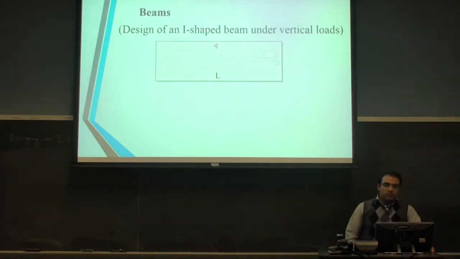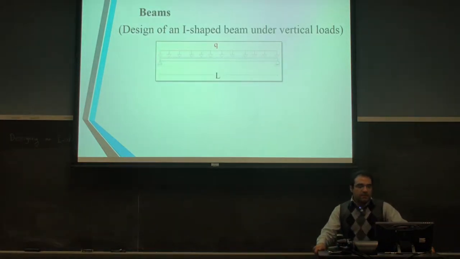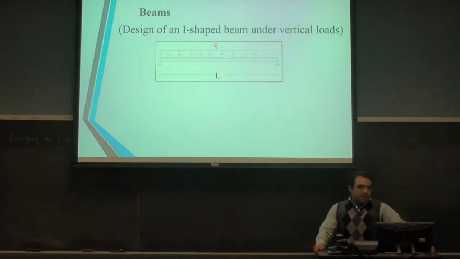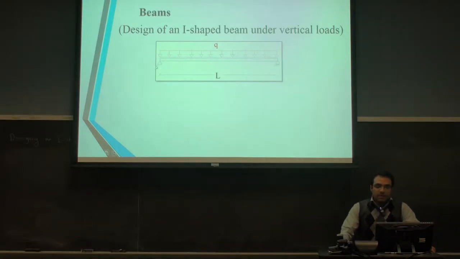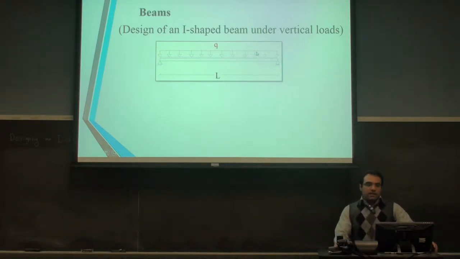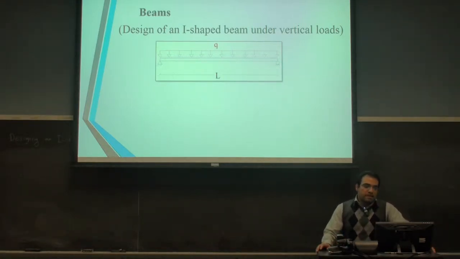So for today, I specifically want to talk about the designing process of I-shaped beams under vertical loads. Say for example, we have a beam like this. It has two supports and it's under the vertical load. In this example, it's a distributed load.